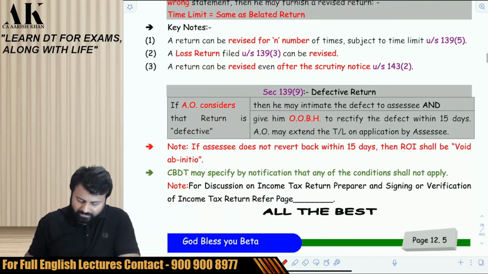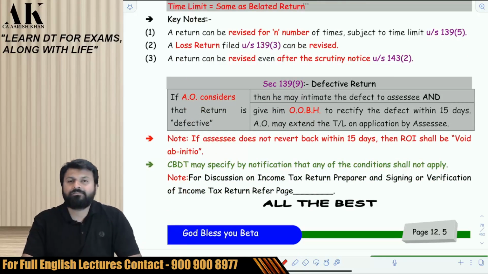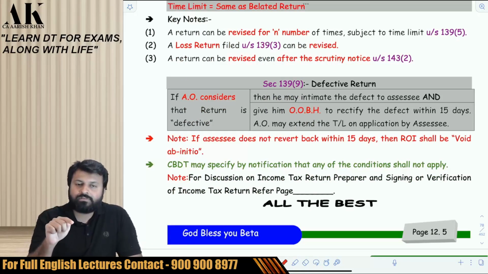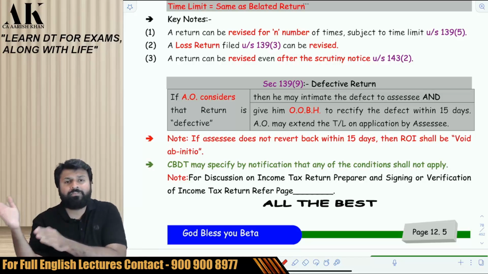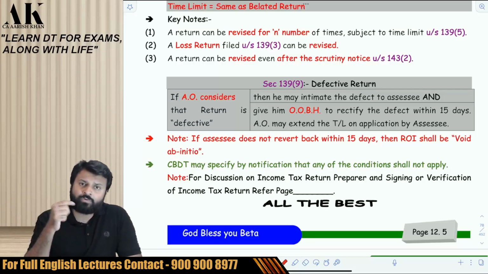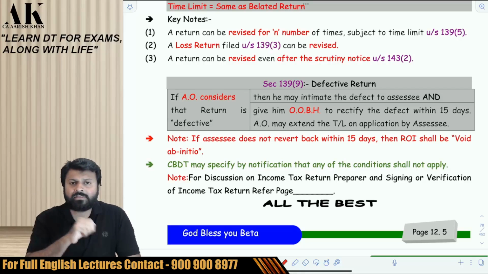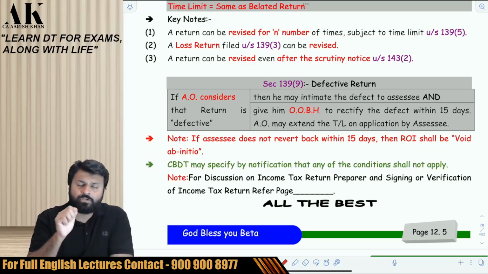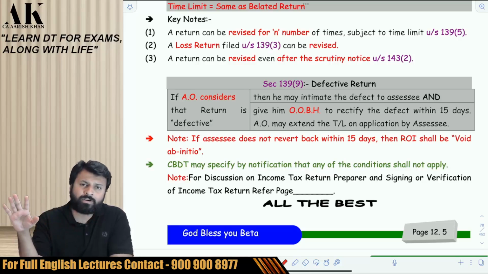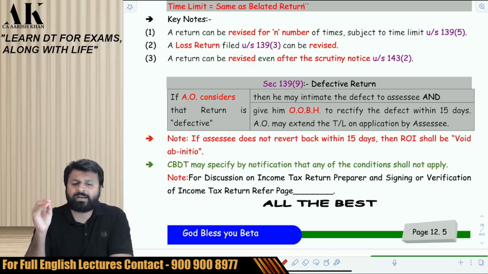139(9). What is 139(9)? It is talking about a defective return. So there is some defect in your return. Then the AO will intimate you that this is the defect in your return, please cure this defect. You have to cure the defect within 15 days. The AO will allow you 15 days. Here you are making a mistake, and the assessing officer is identifying that mistake. Then you have to rectify that mistake within 15 days. You can also ask for an extension, and he will give you an extension. And if you do not revert back within the time, your return will be considered as an invalid return.